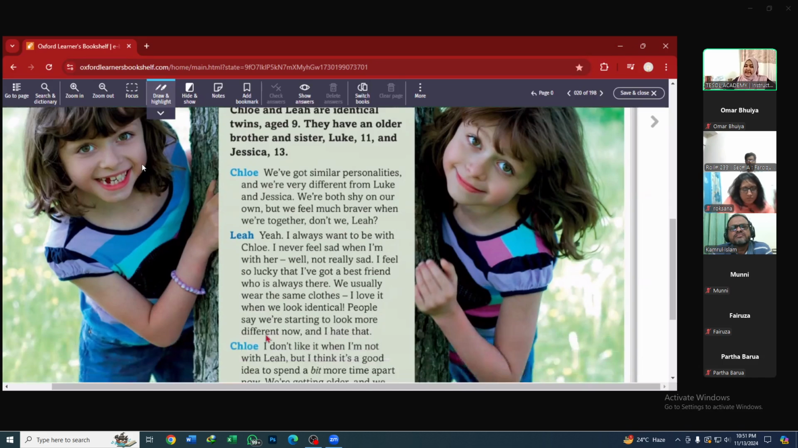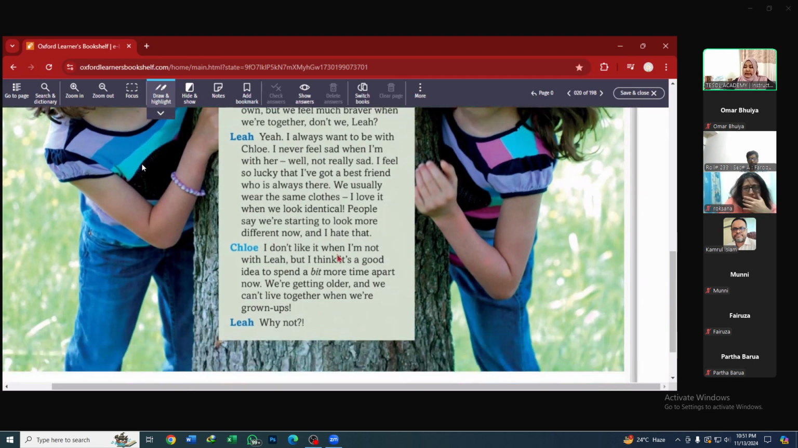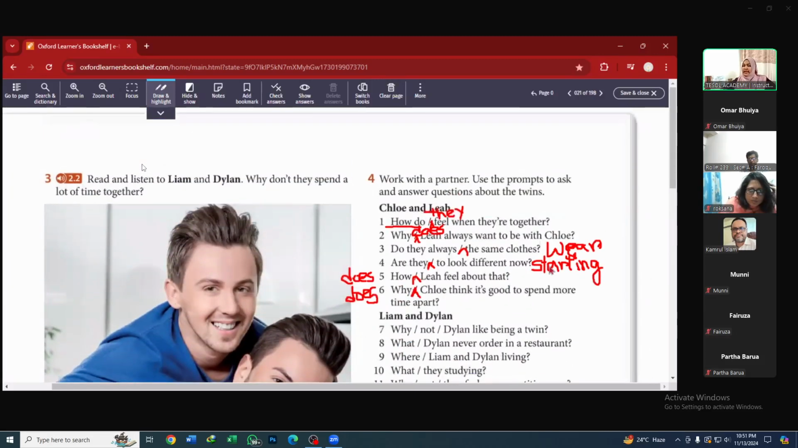Don't we, Leah? So Leah says, yeah, I want to be with Chloe. I never feel sad when I'm with her. Well, not really sad. I feel so lucky that I've got a best friend who is always there. We usually wear the same clothes. I love it when we look identical. People say we're starting to look different more now, and I hate it. Chloe says, I don't like it when I'm not with Leah, but I think it's a good idea to spend a bit more time apart now. We're getting older and we can't live together when we're grown-ups. And Leah asks, why not? So that was all about Chloe and Leah. Just a quick brush up, and now we can answer the question.